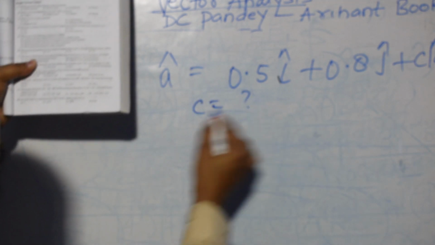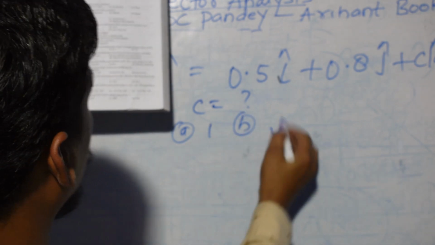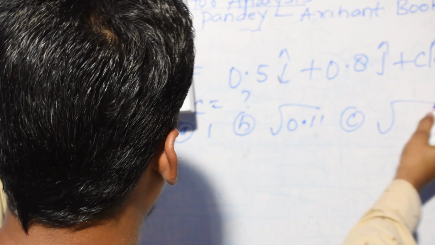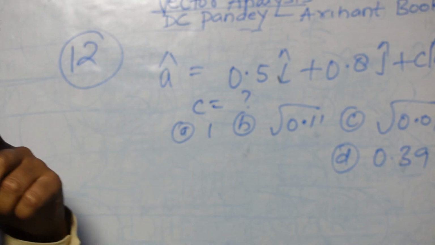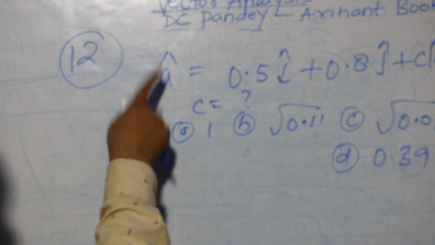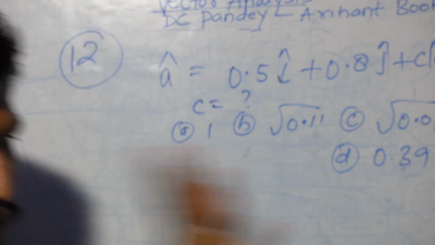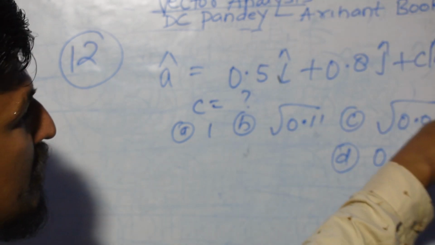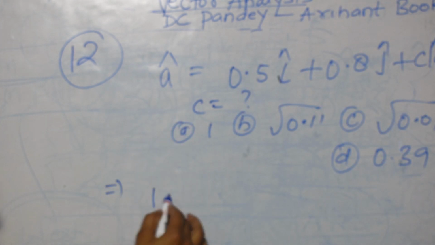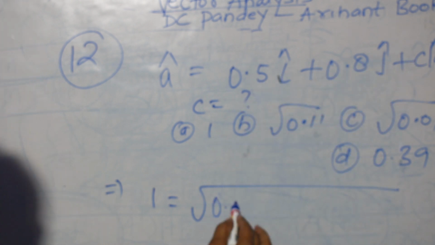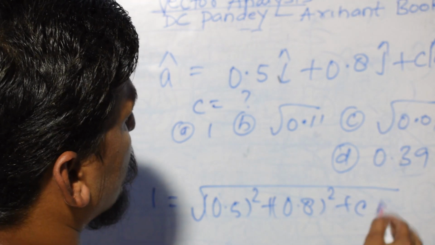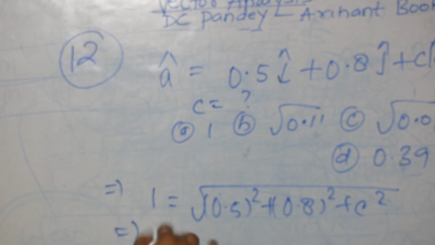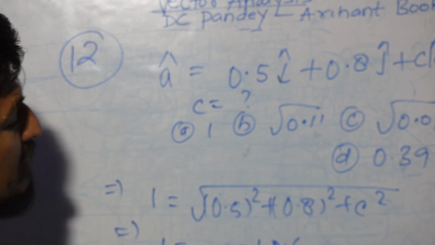What is the value of C? I am writing the options. A is 1, B is root under this one, C is 0.01, D is 0.39. Let's see. We noted this is a unit vector. So the value of a unit vector is what? 1. And how to calculate the value of a given vector? This is 1 and the magnitude of the given vector is root of 0.5 whole square plus 0.8 whole square plus C square. Now squaring both sides, 1 square will become 1 and this root will go, 0.25 plus 0.64 plus C square.